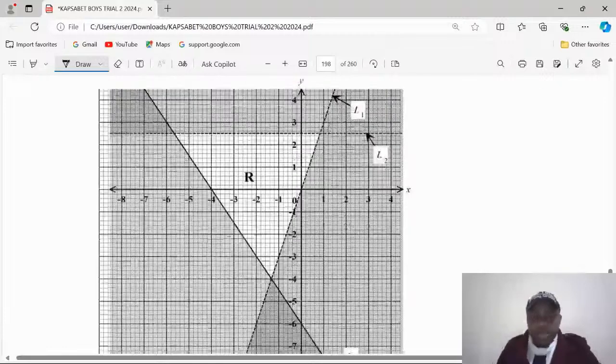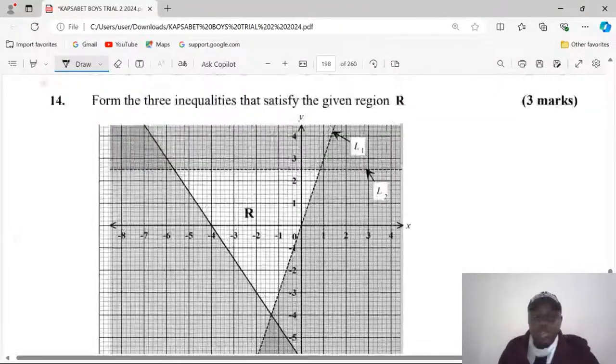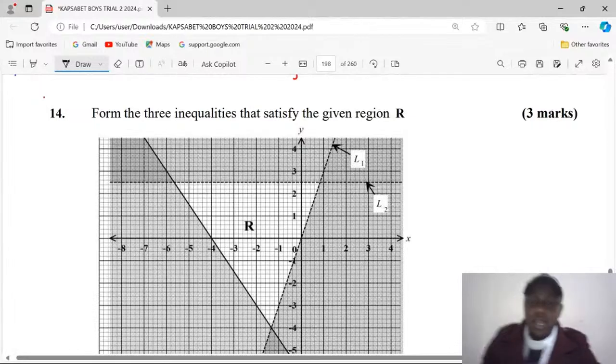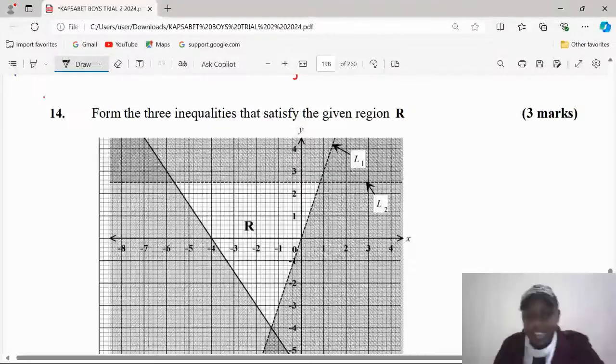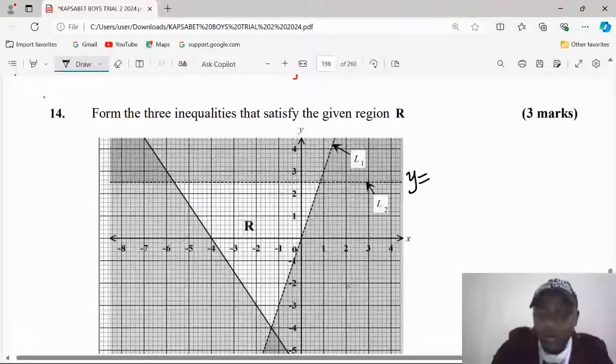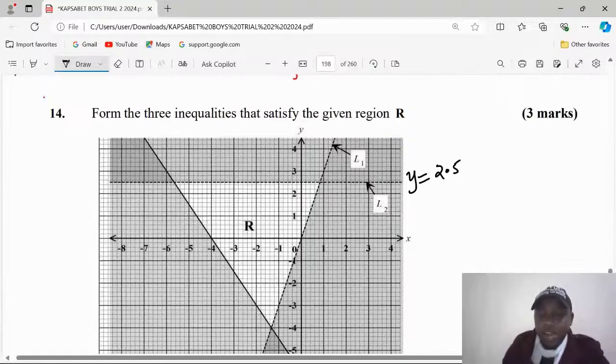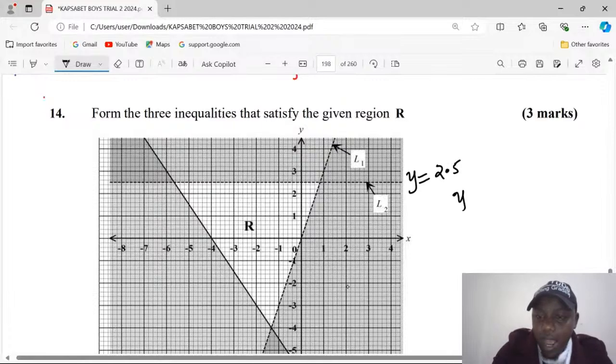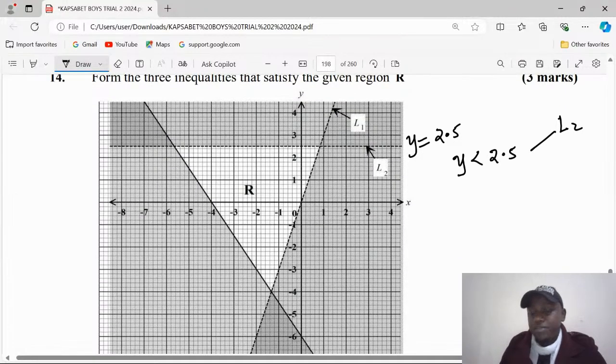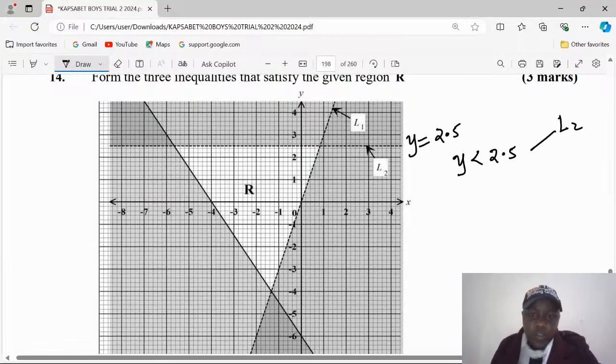Yeah, these are lines. We have L1, L2. They are bounding a certain region. We should form inequalities. Let me start with L2, which is very simple. It's passing through 2.5. So that is a line y equals 2.5. But we can see the region is below that, smaller values than 2.5. So we can say it's y less than 2.5. This is L2: y less than 2.5. I've not written 'or equal to' simply because the line is dotted. If it was a complete line, then I would have written 'or equal to'.